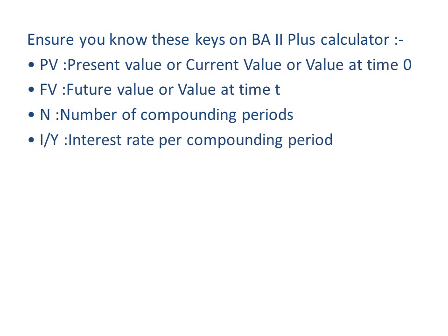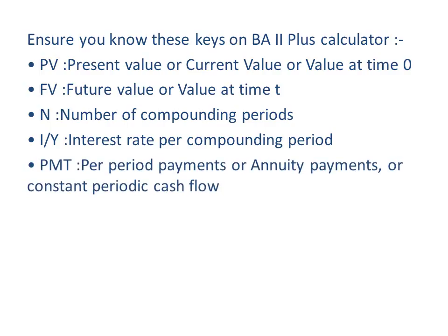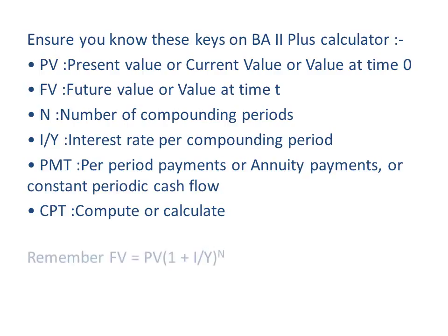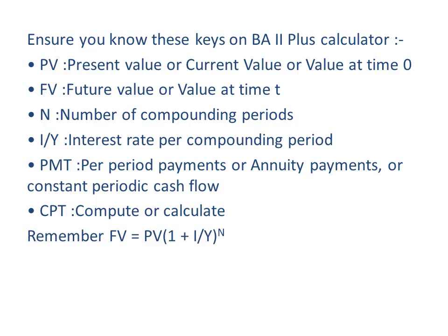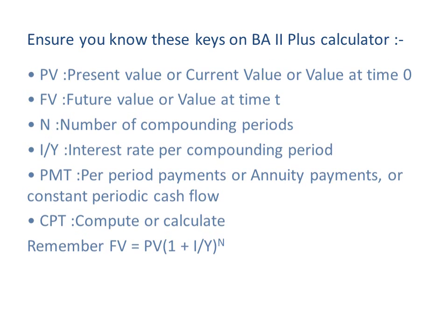I by Y key, which is used for interest rate per compounding period. PMT key, which is used for per period payments or annuity payments or constant periodic cash flow. CPT key, which signifies compute or calculate. Remember, FV is equal to PV multiplied by 1 plus I by Y to the power n.